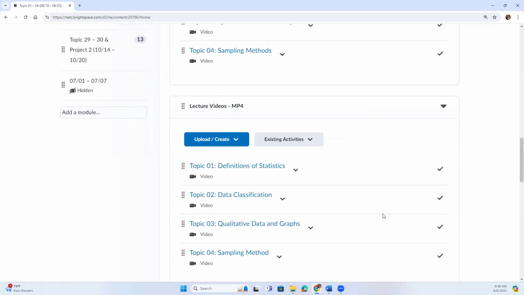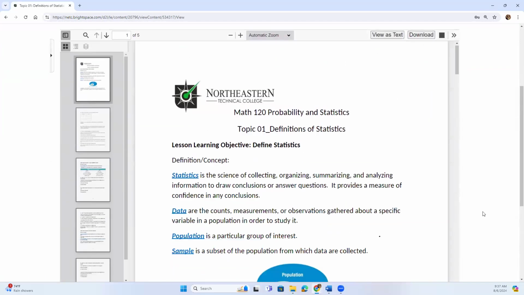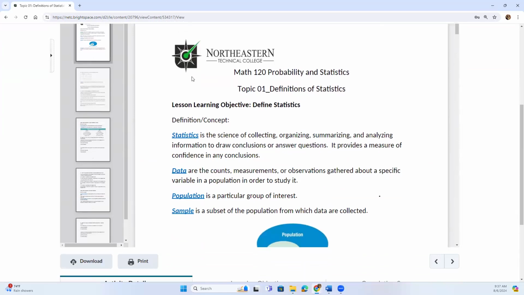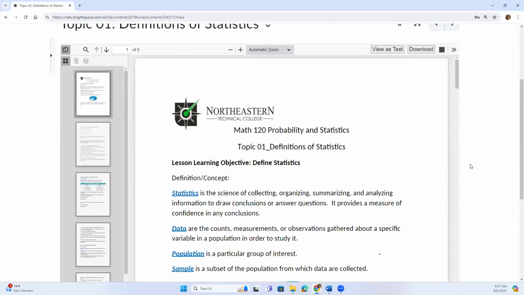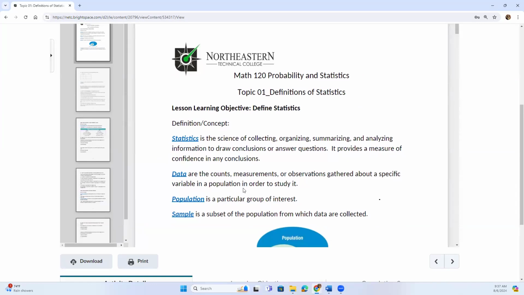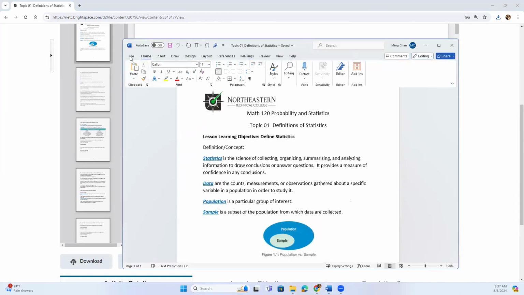So normally what students do every week is print or copy down the lecture handouts. In the lecture video, I just go over these handouts with you. So a student can print or copy down what's on the lecture handouts. If you want to print it, I would suggest you click on download. Download this Word document and then print from the Word document.